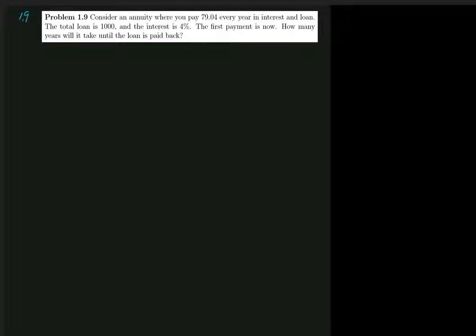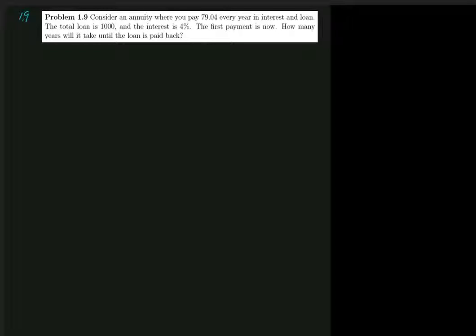So problem 1-9, we consider an annuity where you pay 79.04 every year in interest on a loan. The total loan is 1,000 and the interest is 4%. And the first payment is now. How many years will it take until the loan is paid back?